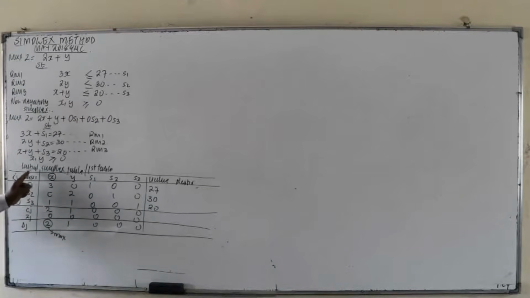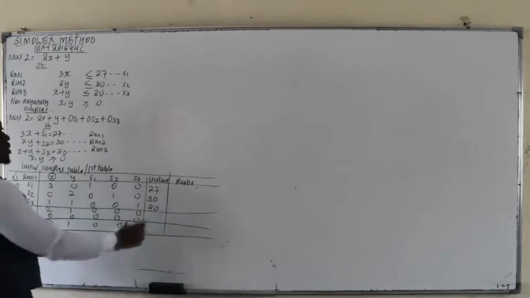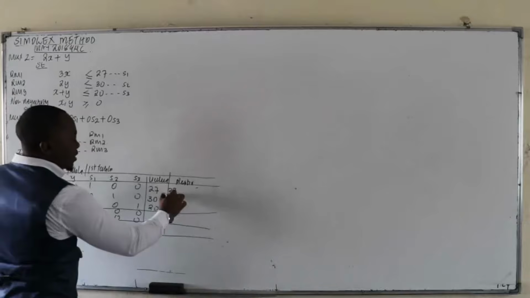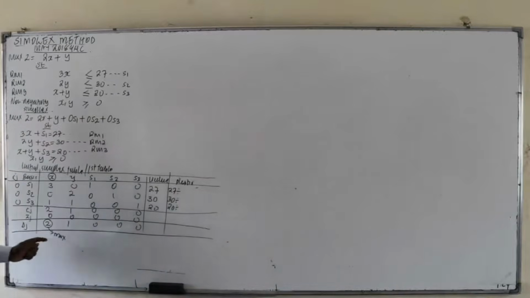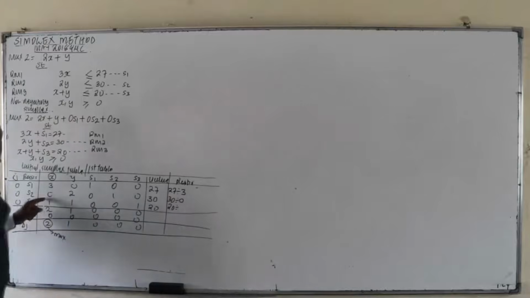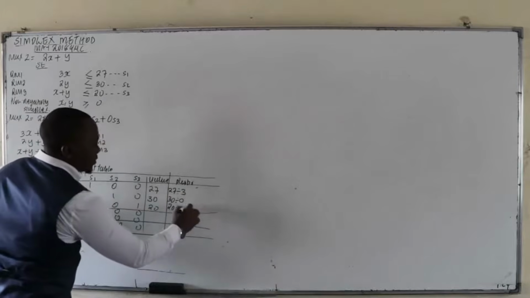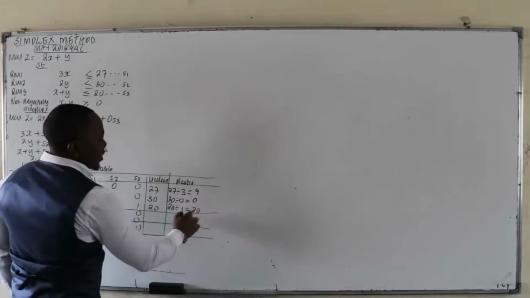So how do you determine which bases to be replaced? You compute the ratio. And how do you get the ratio? To get the ratio, you take the values 27, 30, and 20. You divide by the element of the maximum, from that column. For S1, you divide by 3. For S2, you divide by 0. For S3, you divide by 1. So here you'll have 9, 0, and 20. Then from the ratio, you take the minimum. In this case, the minimum is 0.